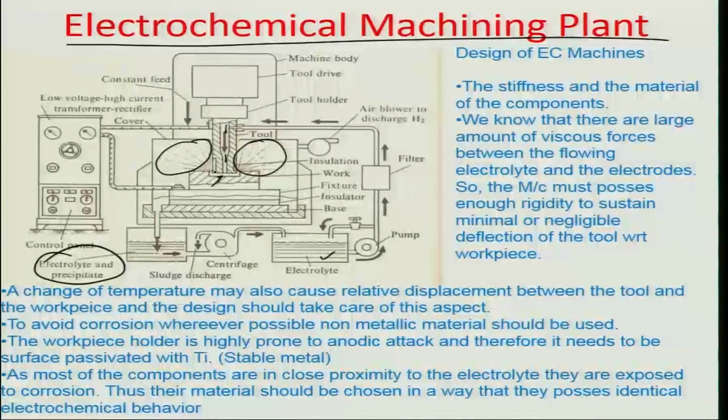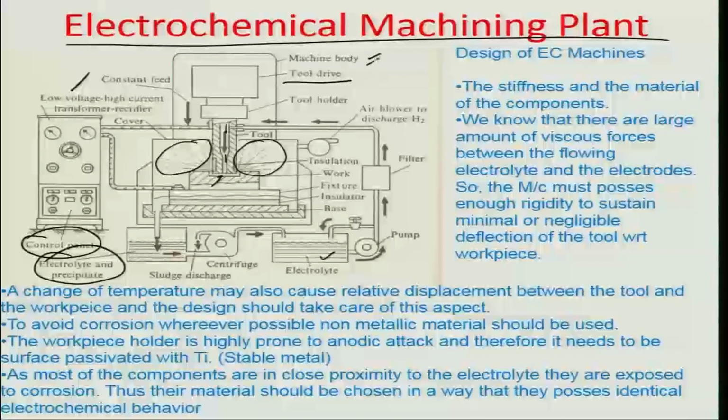You have a low voltage high current transformer rectifier for supplying the voltage signal between the tool and workpiece. You also have a control panel to drive the amount of power that you get to the system for executing the machining process. There is a tool drive which senses the gap and tries to reduce the gap as the machining process happens between the tool and electrode. As you have seen earlier, there is also always a possibility of getting a constant equilibrium gap between the tool and electrode as a function of time.